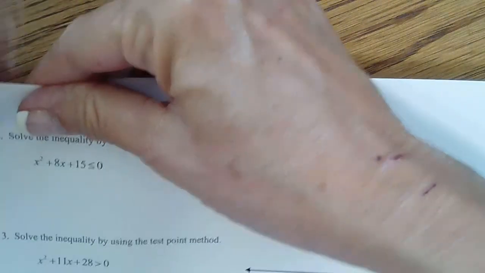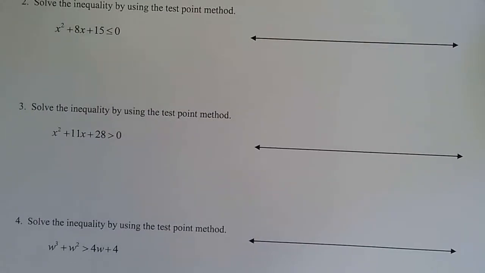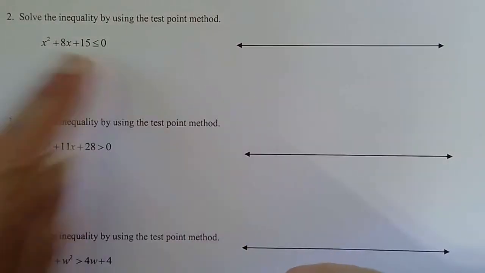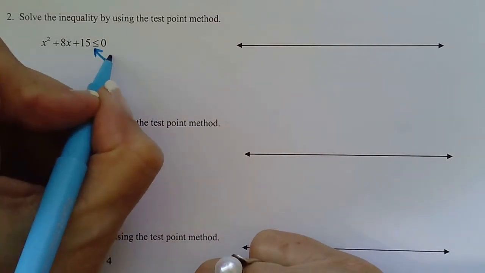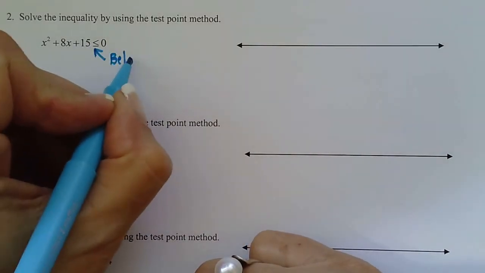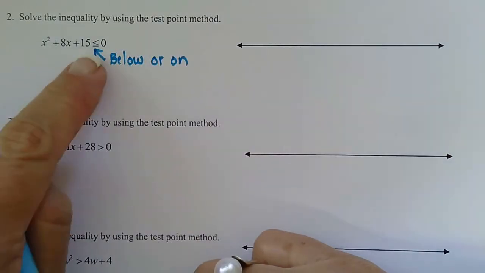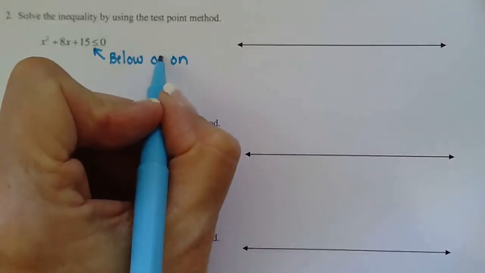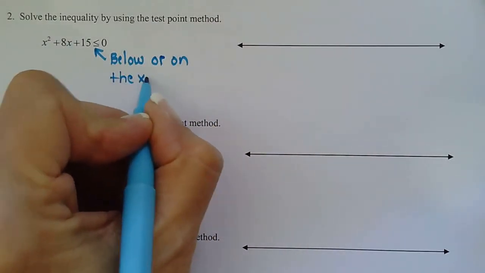So this first one wants to know, when is the inequality below the x-axis or on? And the reason I say on is, see that equal sign? So when is the graph below or on the x-axis?